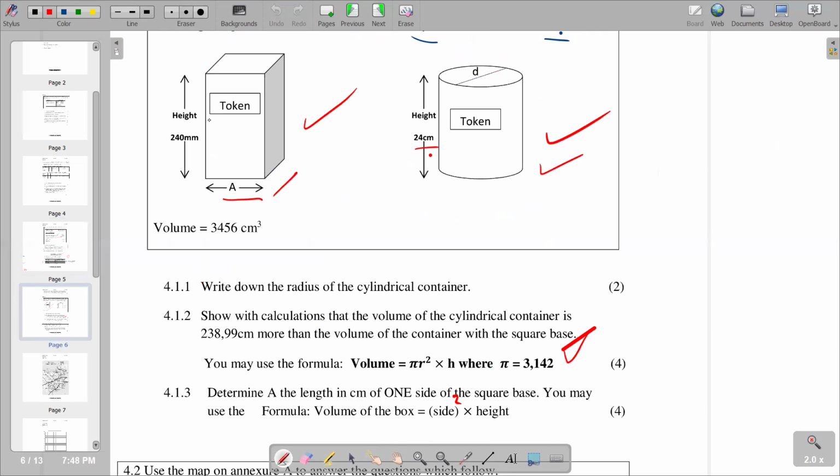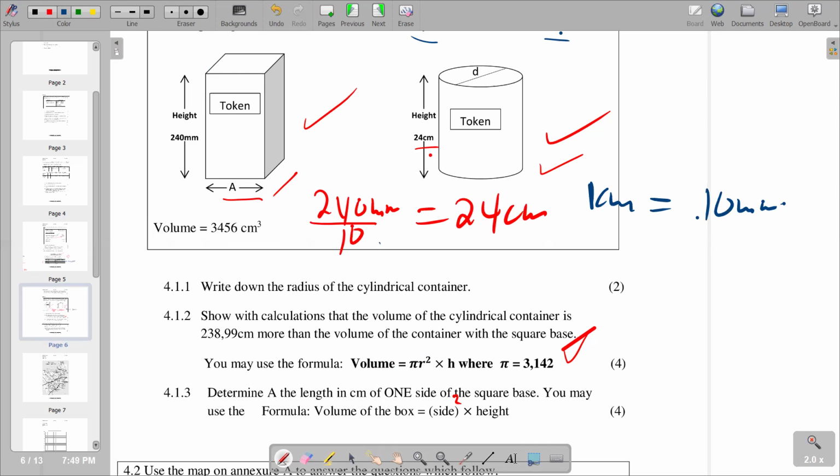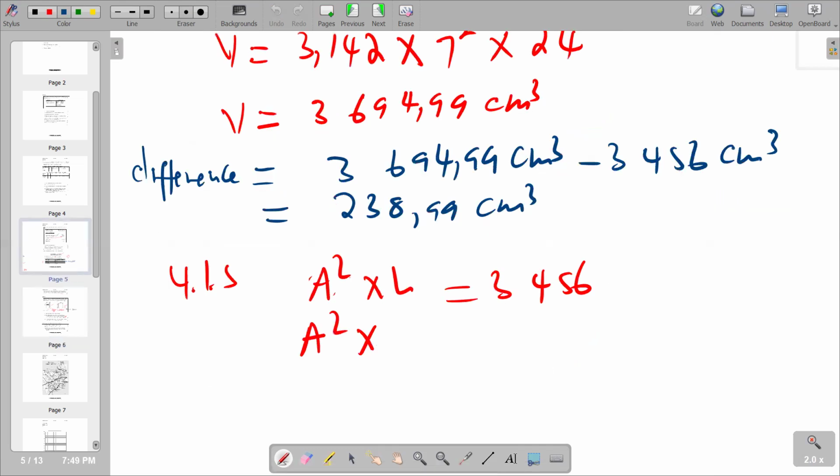Our height, as we are given, was 240 millimeters. If we divide it by 10 to convert it to centimeters, it becomes 24 centimeters. Remember, 1 centimeter is equal to 10 millimeters. So that's why we have divided by 10 to get 24 centimeters. So in this case, our height becomes 24 centimeters. So we are multiplying by 24 equal to 3,456.